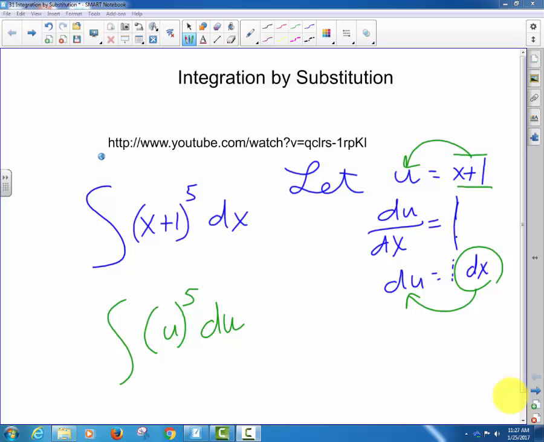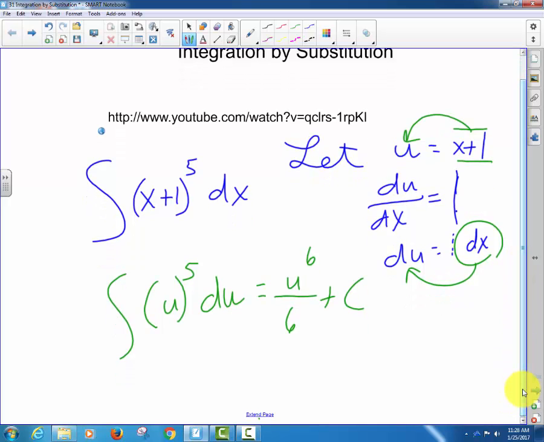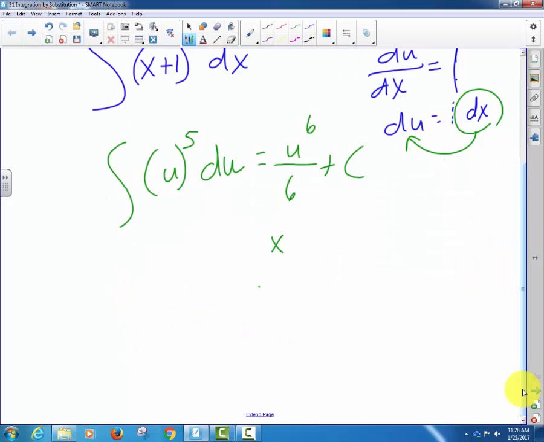Now, step back. Do you know how to do that bottom one that's in green? What's the integral of u to the 5th du? That's just simply the power rule, right? So that would be u to the 6th over 6 plus c. But we didn't have u's in our original equation. We had x's. How could we get this back to being x's? What could we put in place of u? We could put (x+1)^6 over 6 plus c.